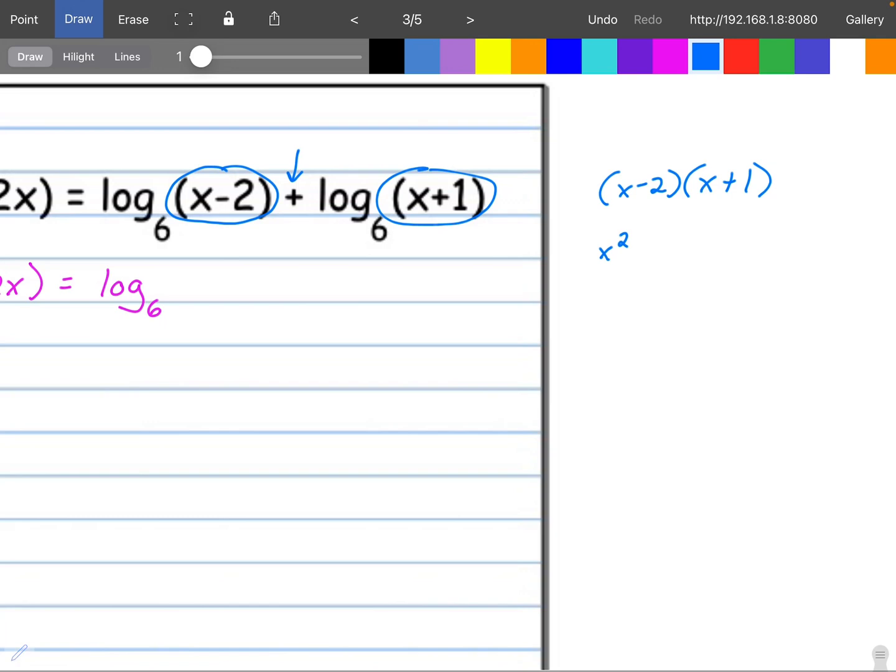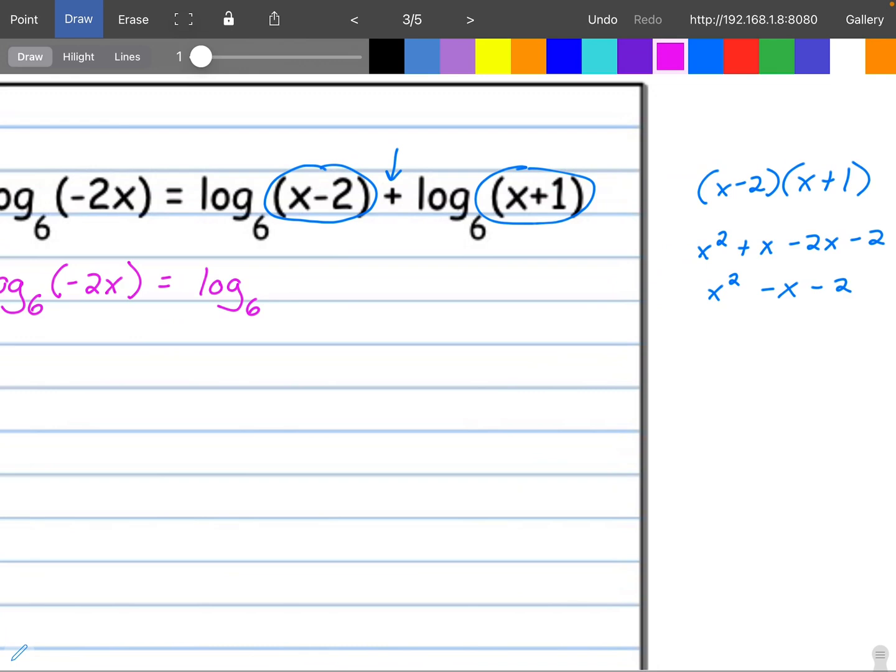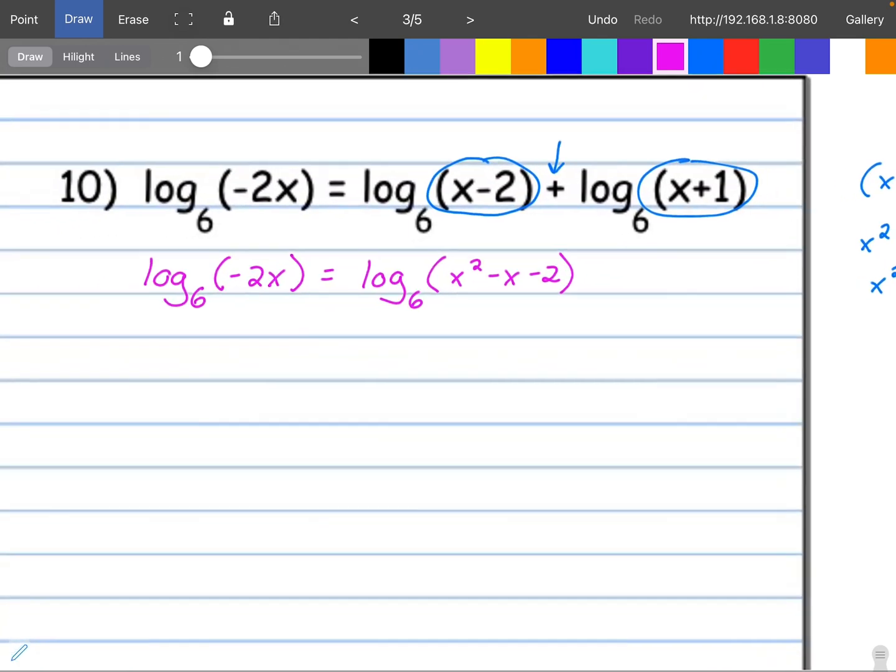So we're going to have x times x is x squared. X times 1 is x. Then we have negative 2 times x is negative 2x, and we have negative 2 times 1 is negative 2. Then when we combine like terms, that gives us x squared minus x minus 2. So that's what we're going to plug in here for our condensed logarithm. So that's going to be a log base 6 of x squared minus x minus 2.